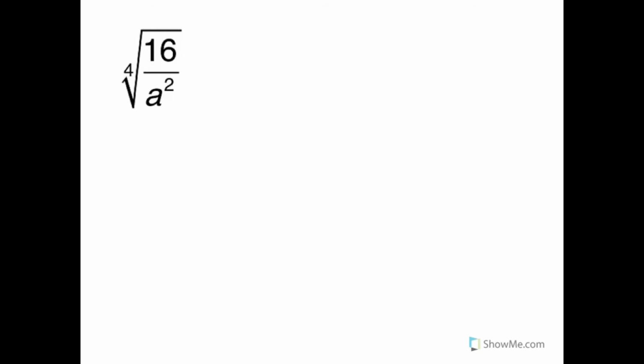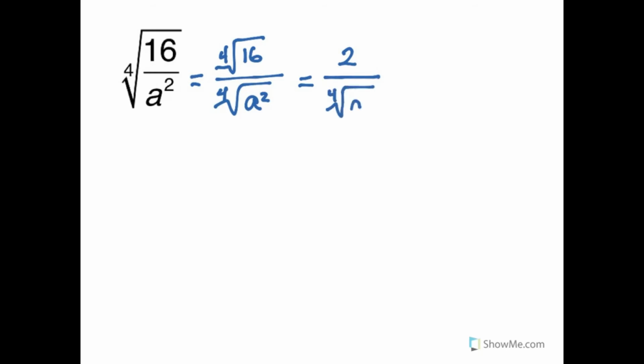Here's a fraction inside a root. We have the fourth root of 16 over a squared. First, let's separate it into two roots. That gives us the fourth root of 16 over the fourth root of a squared. Well, the fourth root of 16 is a perfect number. It's 2. 2 to the fourth power makes 16, so when I take the fourth root of 16, I get 2. But the fourth root of a squared isn't very easy to simplify.